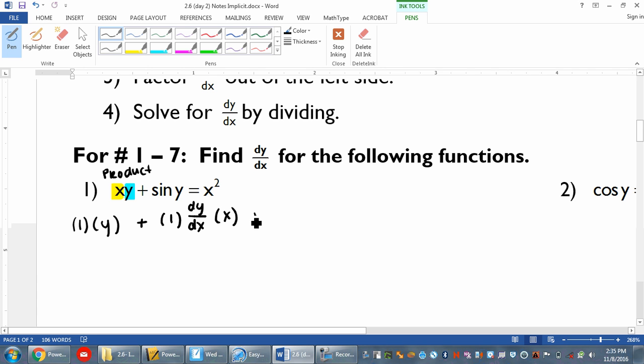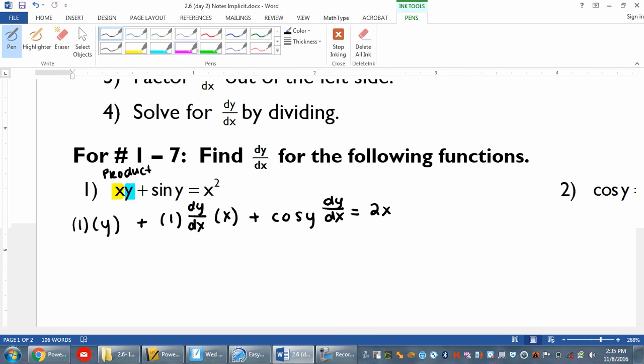So all of this I just wrote is the derivative of the term xy, plus the derivative of sine of y. Remember, sine goes to cosine of y, but since I took the derivative of y, I have to multiply by dy over dx. That's the left-hand side. Now when I take the derivative of the right-hand side, that's just 2x. I powered down with x's, therefore I do not multiply by dy over dx.